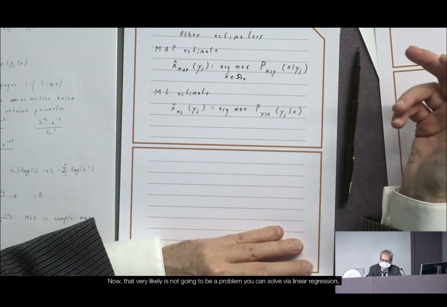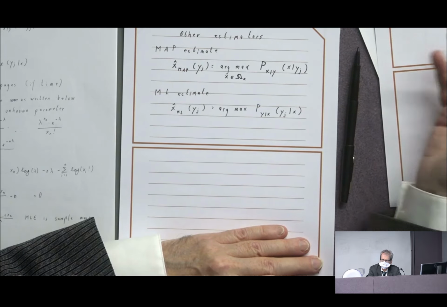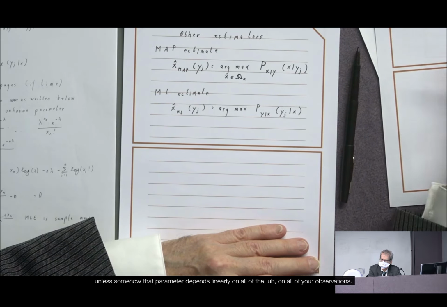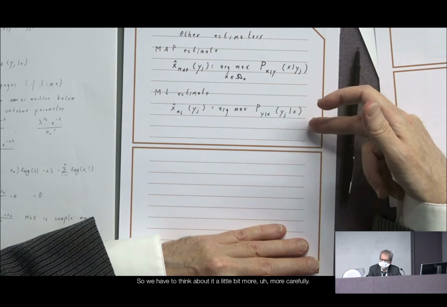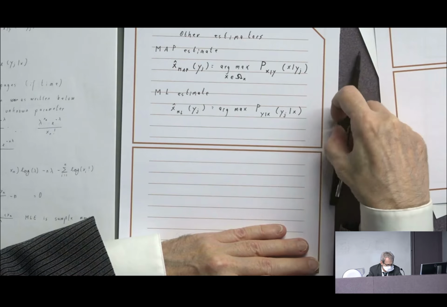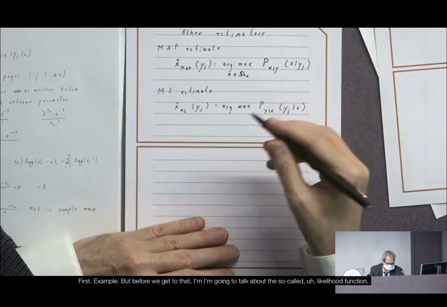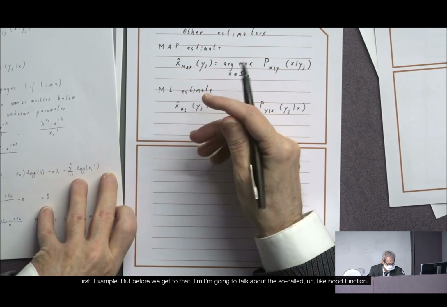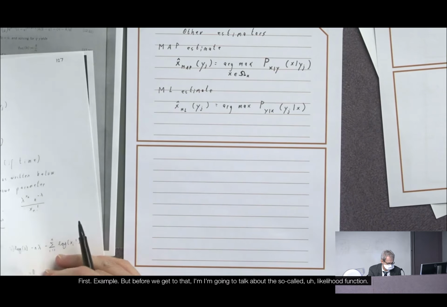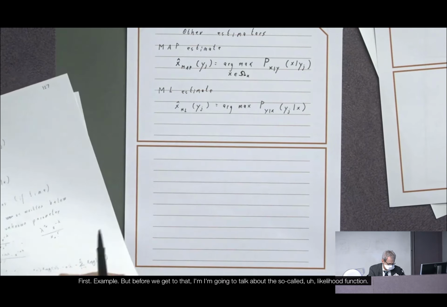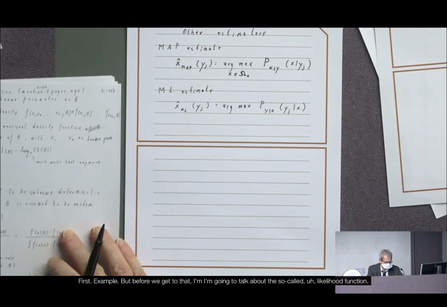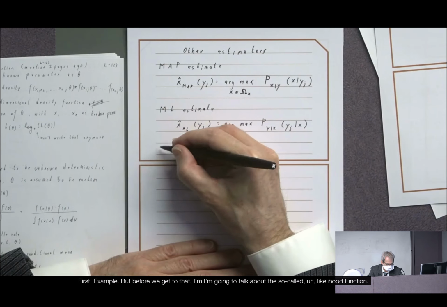Now, that very likely is not going to be a problem you can solve via linear regression, unless somehow that parameter depends linearly on all of your observations. So we have to think about it a little bit more carefully. And I'll give you a first example. But before we get to that, I'm going to talk about the so-called likelihood function.